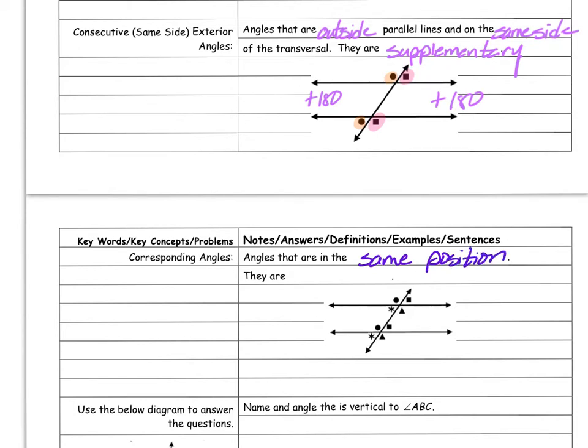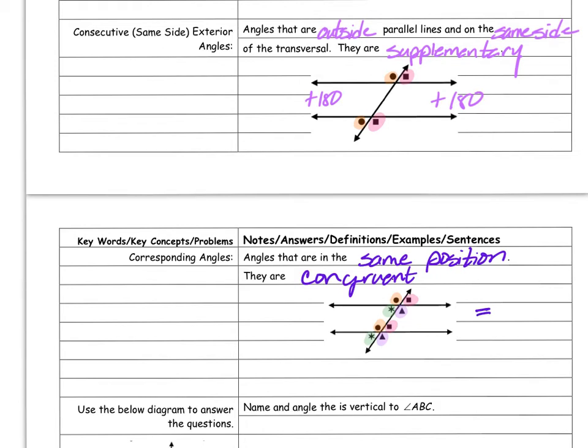Okay, and they are congruent. So if we highlight this, let's see. I know that this one and this one are, and this one and this one, and then we added in some more. So we've got this one and this one are in the same position, and this one and this one are in the same position. And that just means, what do those mean? That they're all congruent, means they're all equal.